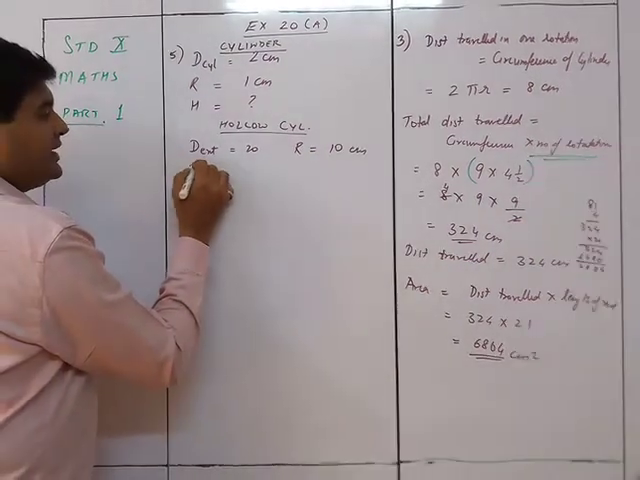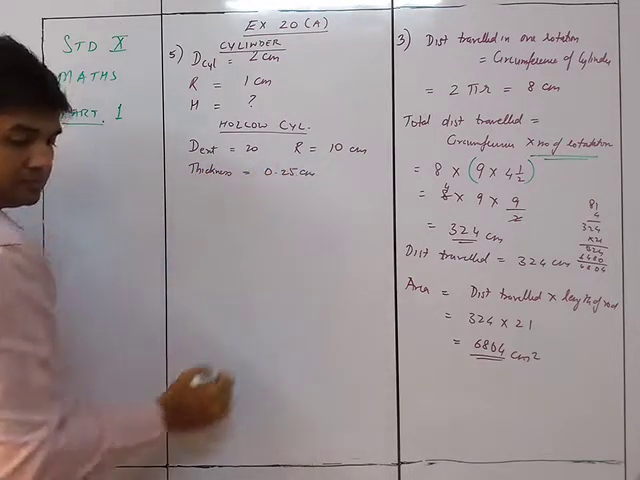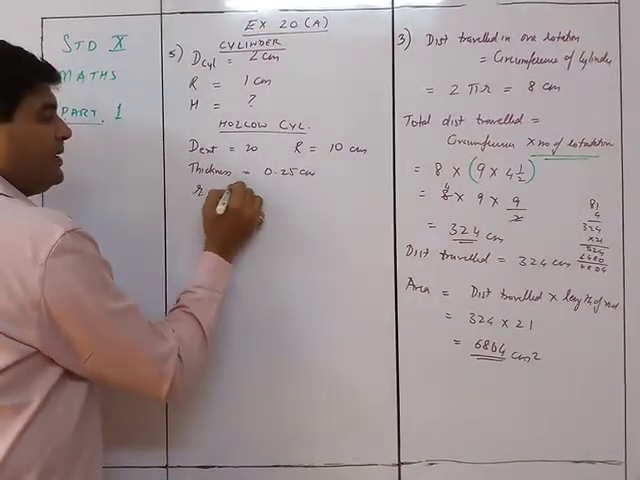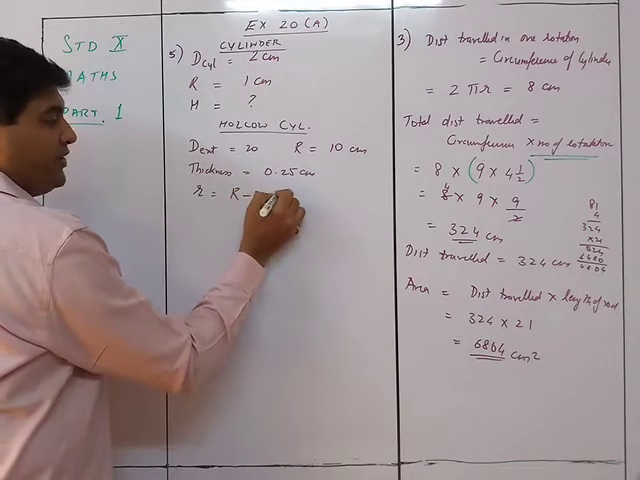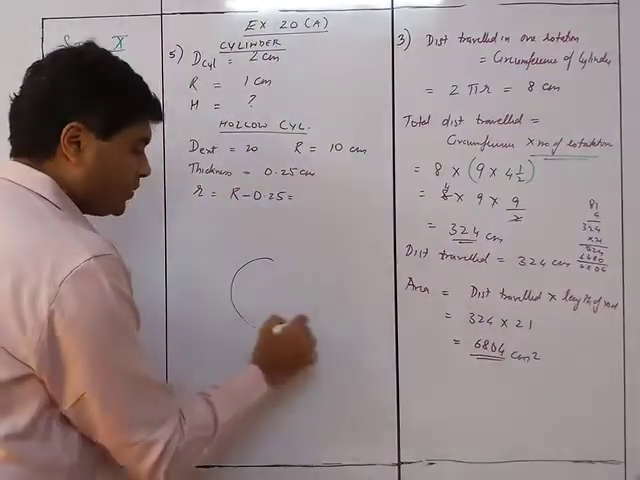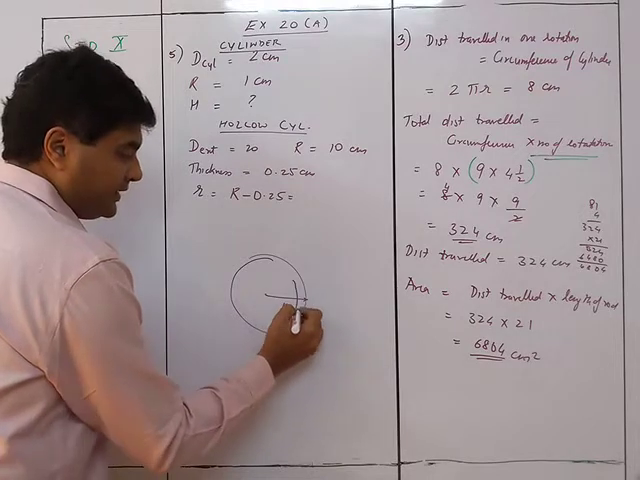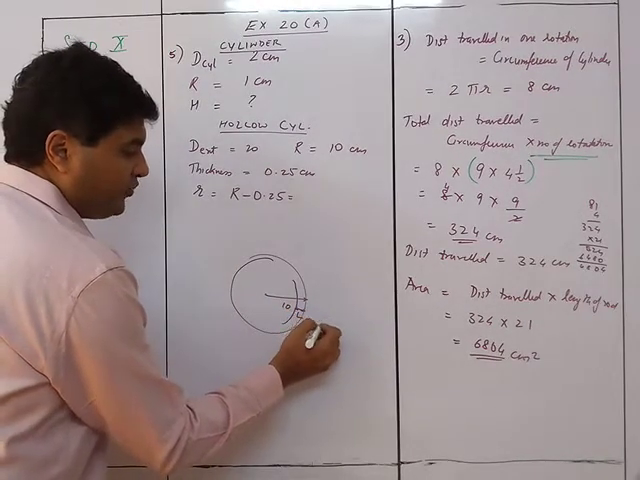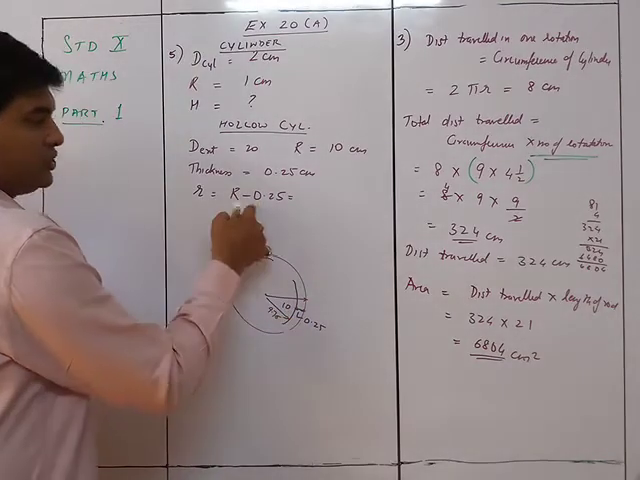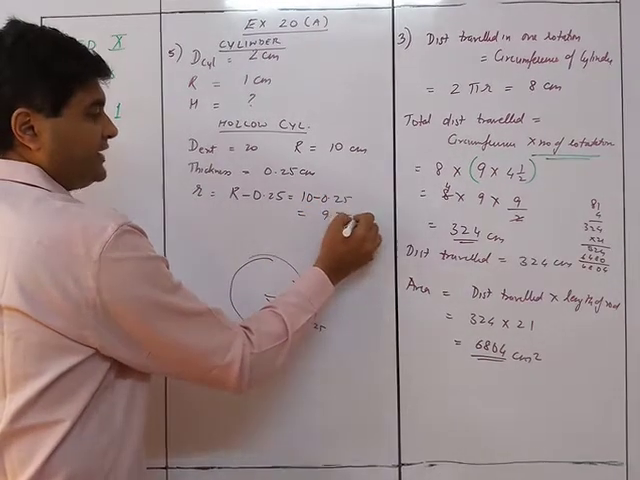They are given that the thickness is equal to 0.25 centimeters. If thickness is 0.25, therefore my small r will be R minus 0.25. Because if the outer part, from here to here, is 10, and the thickness over here is 0.25, then how much will this part be? 10 minus 0.25, 9.75. So that is what we are going to have. It is 10 minus 0.25 is equal to 9.75 centimeters.